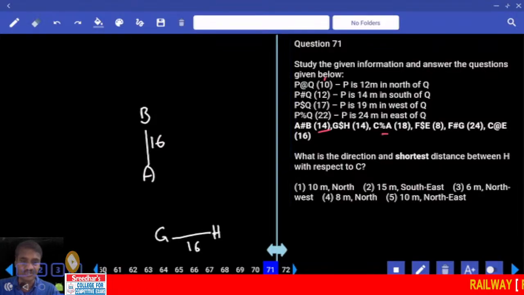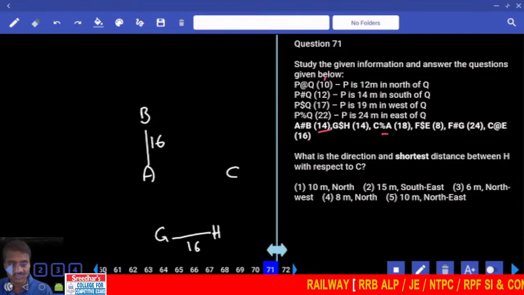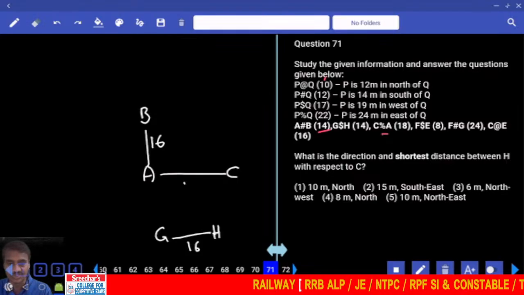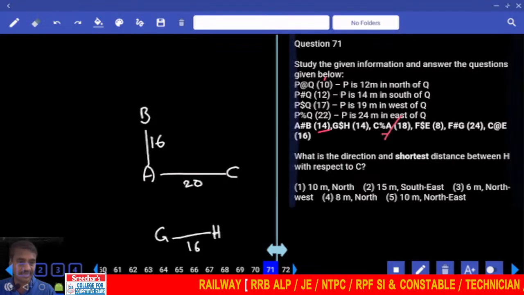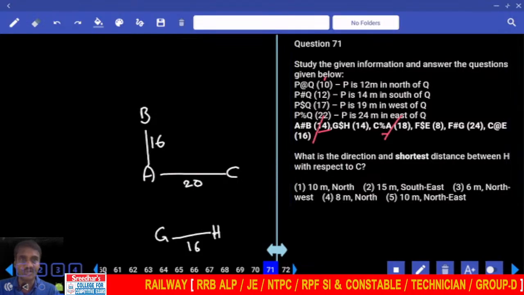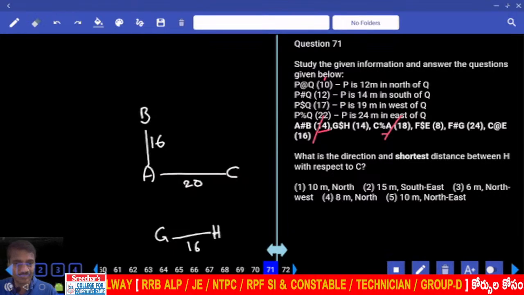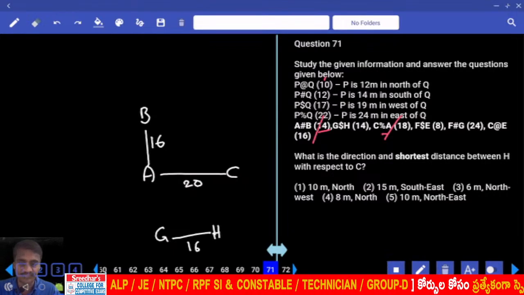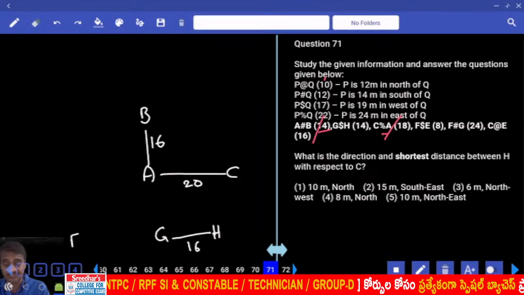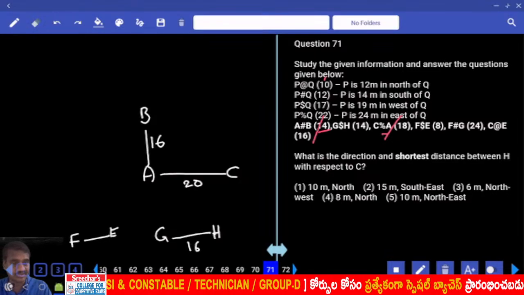And C % A. C % means C is to the east of A. The distance is 18 plus 2, 20. Then next one, F $ E. Dollar stands for F is to the west of E. And again the distance between these two is 10 meters.